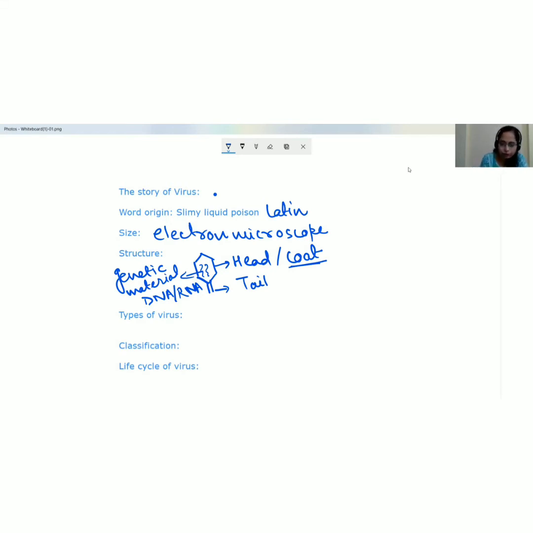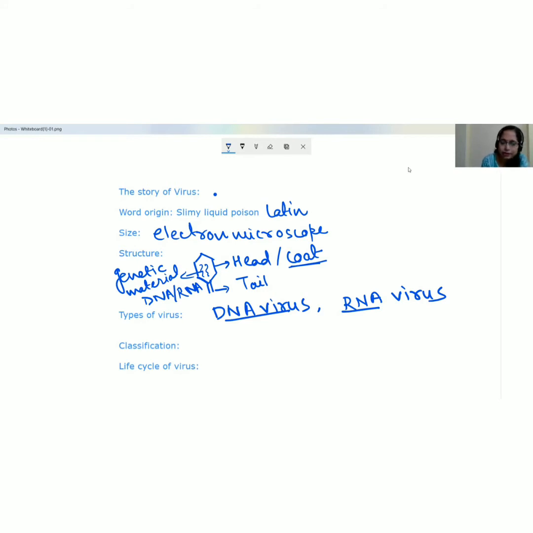Okay, now from here only we have got the clue for the types of viruses. The virus is classified basically into two types: DNA virus or RNA virus. If the genetic material of the virus is DNA, then it is called a DNA virus. And if the genetic material is RNA, then it is called an RNA virus. It is very simple. Okay.